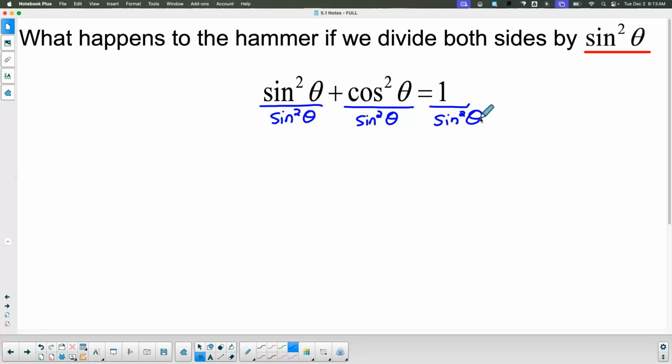Because I divided both sides and I divided every single term by the same thing. If I would only have done sine squared on one of them, it's not legal. But because I did it everywhere, mathematically, it is legal. So let's look here then at sine squared divided by sine squared. What is that? That's 1.